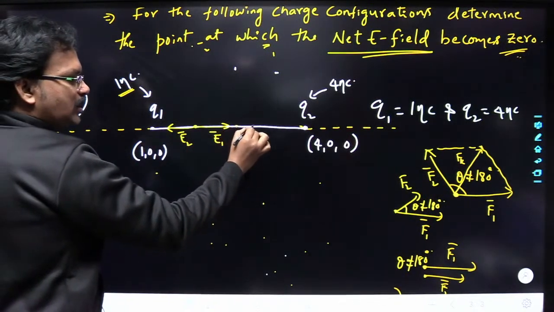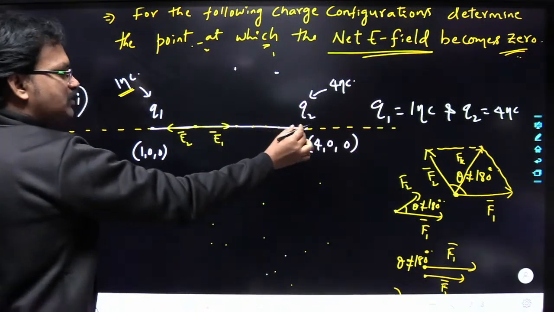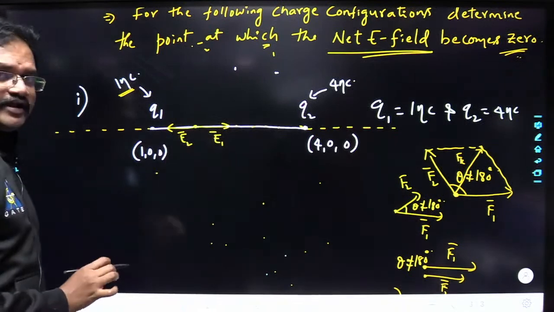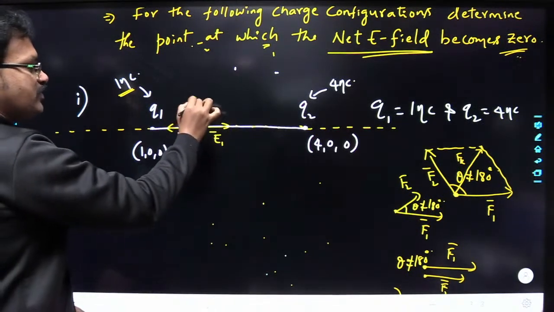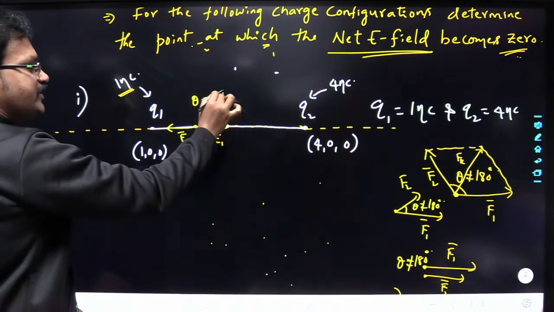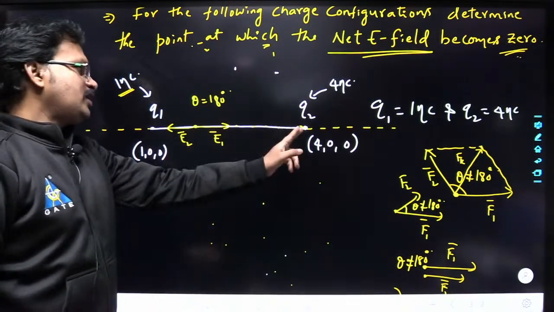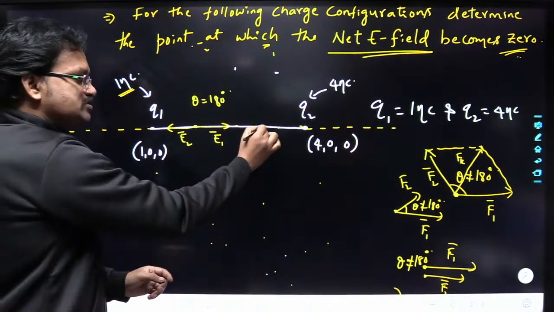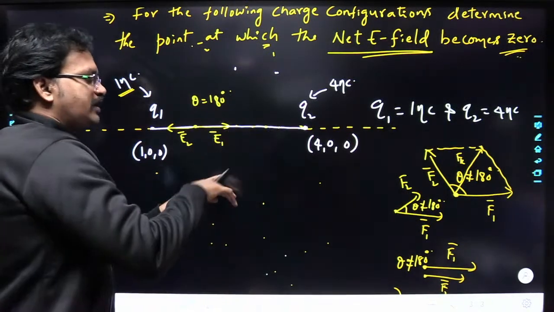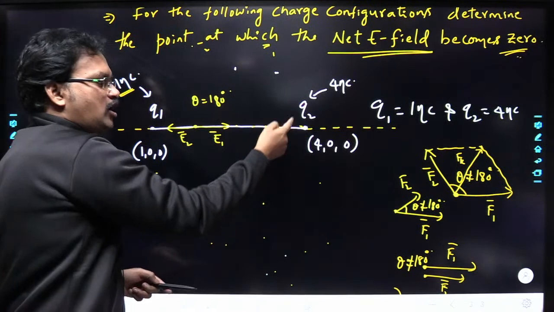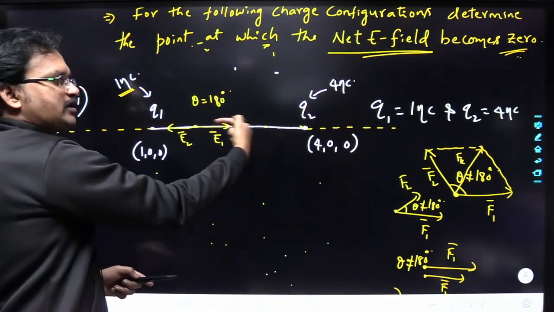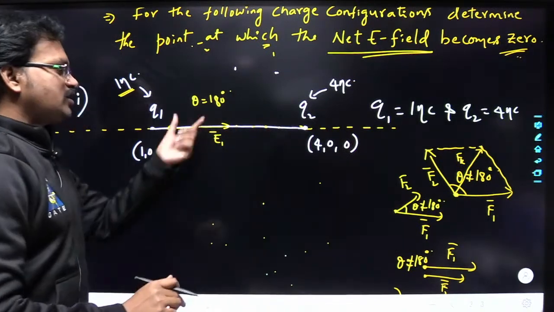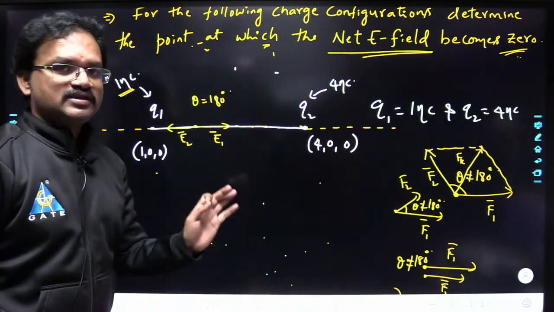So in this manner, whatever point you take between Q1 and Q2, at each and every point theta will become 180 degrees. If you consider some point here, due to Q1 the electric field is going to point in this direction, and due to Q2 the electric field is going to point in this direction. So whatever point you take between these two charges, the theta equal to 180 degrees condition will be satisfied.